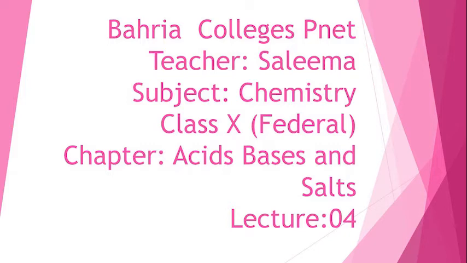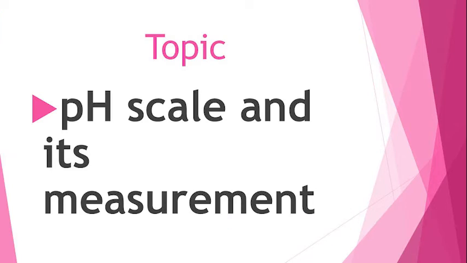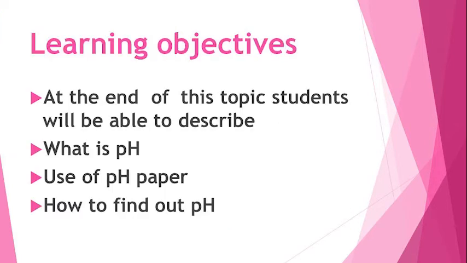The chapter is Acid, Bases and Salt. It is our fourth lecture of chapter 10. Topic: pH scale and its measurement. Learning objectives. At the end of this topic, students will be able to describe what is pH, use of pH paper, and how to find out pH.